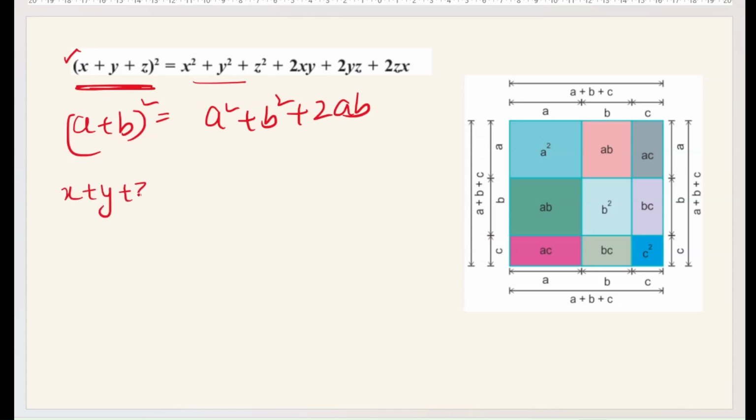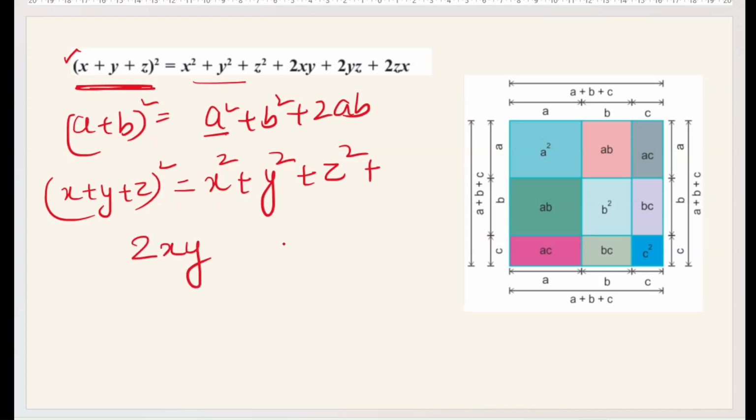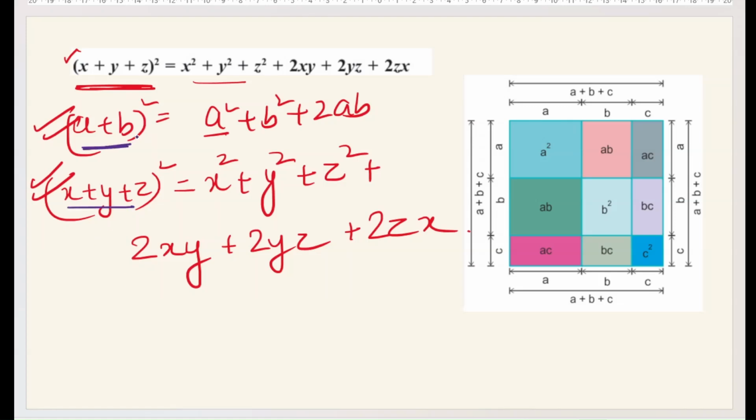(x + y + z) whole square is equals to, firstly, as we used to do here, first term square, then second term square, then third term square, plus 2 multiplied by first term into second term, plus 2 multiplied by second term into third term, plus 2 multiplied by third term into first term. These two identities are almost similar. It is just that it has 3 terms, and here we have only 2 terms. So if you remember (a + b) whole square, then remembering this is very easy.